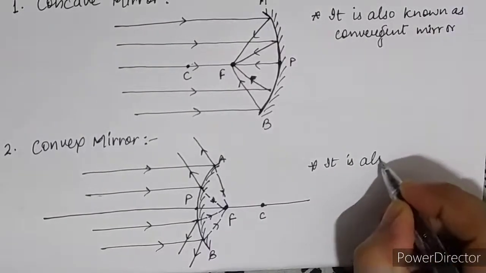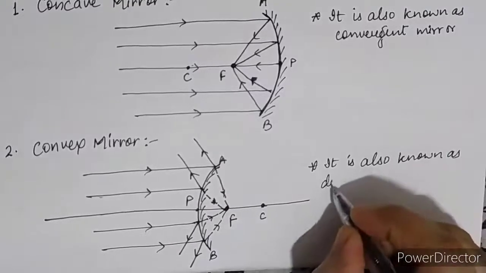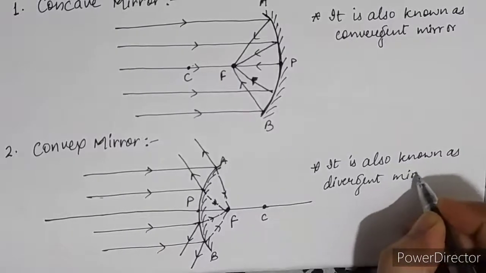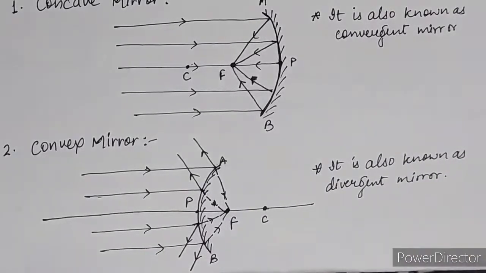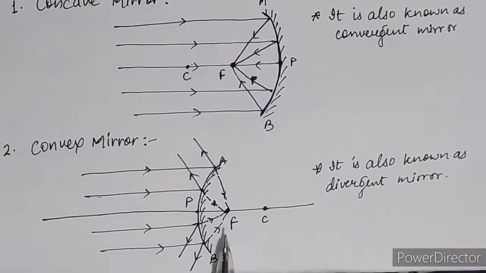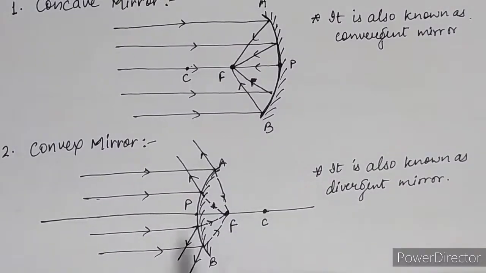It is also known as divergent mirror, and due to this it always makes a virtual image, as we discussed in our yesterday's lecture on image formation by a plane mirror. In that also they diverge, so they meet at the reflected back portions when we extend the reflected light rays. So this is all about the convex mirror.